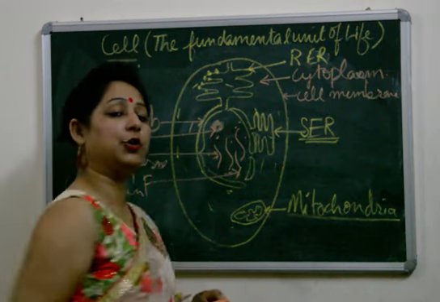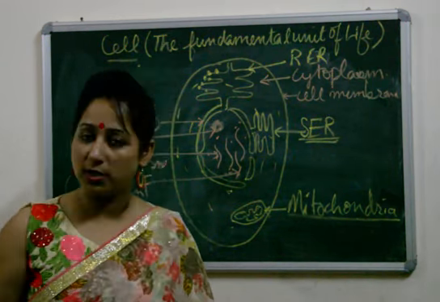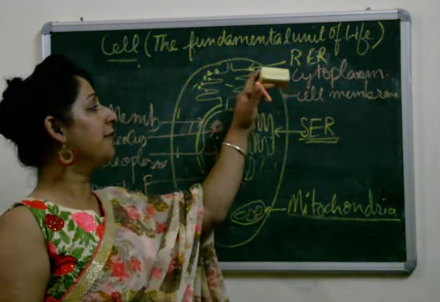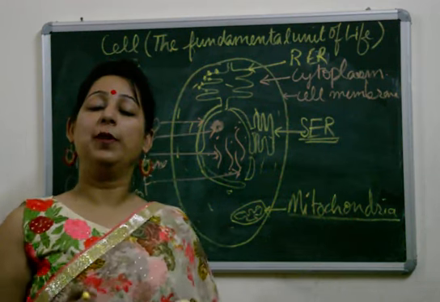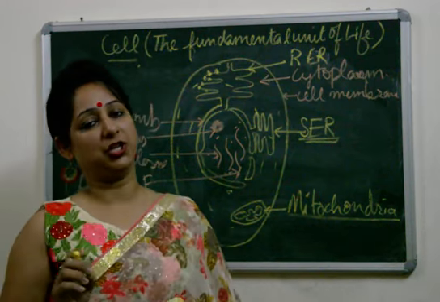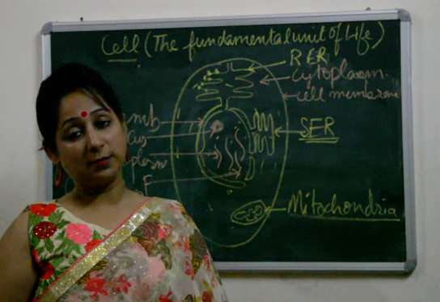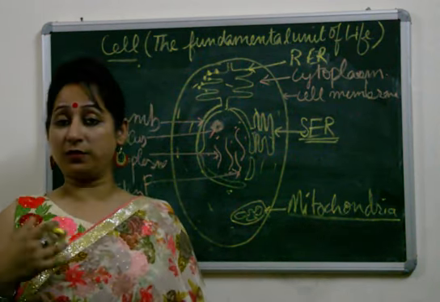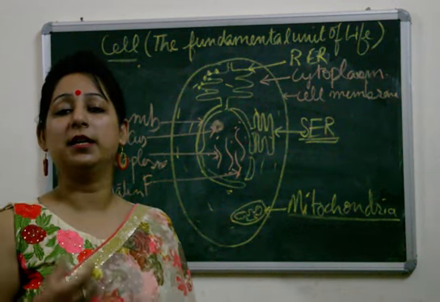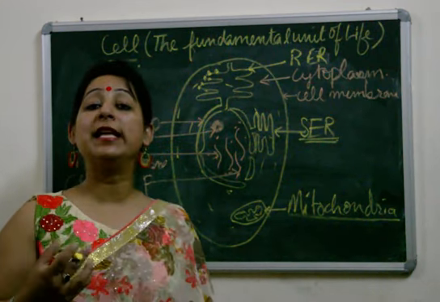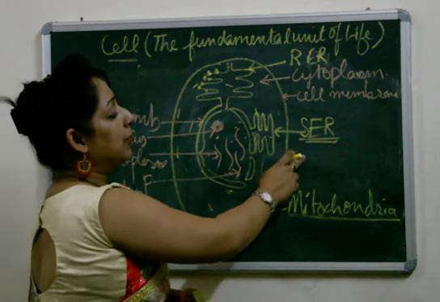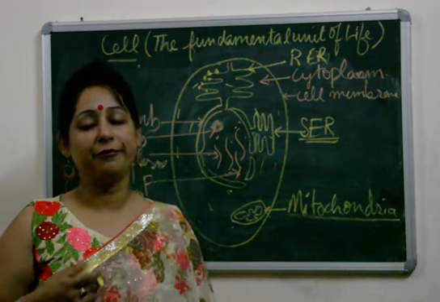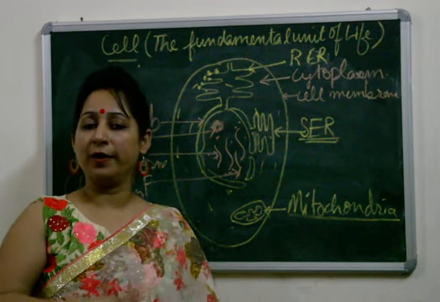Smooth endoplasmic reticulum is the endoplasmic reticulum which does not have ribosomes attached to it, whereas rough endoplasmic reticulum is the endoplasmic reticulum which has ribosomes attached to it. Now, the function of endoplasmic reticulum. The rough endoplasmic reticulum has ribosomes attached over it. Its function indirectly is that it facilitates the process of protein synthesis, whereas smooth endoplasmic reticulum helps in production of lipids or fats. This is the main function of endoplasmic reticulum.